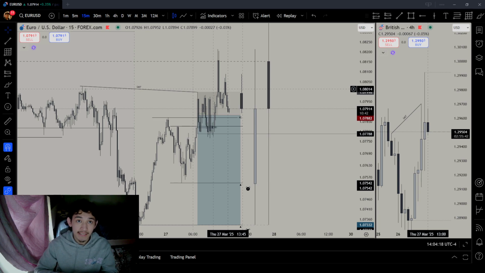What is a CISD? CISD is basically a change in state of delivery. A lot of people like to use CISD with a body closure, but with consecutive candle closures, right? With 3, 2, or more than 3 or 2. That is not correct, right? Because if you're going to wait for that to happen, what are you going to make? You're not going to make anything from it, right? You want to make profits.